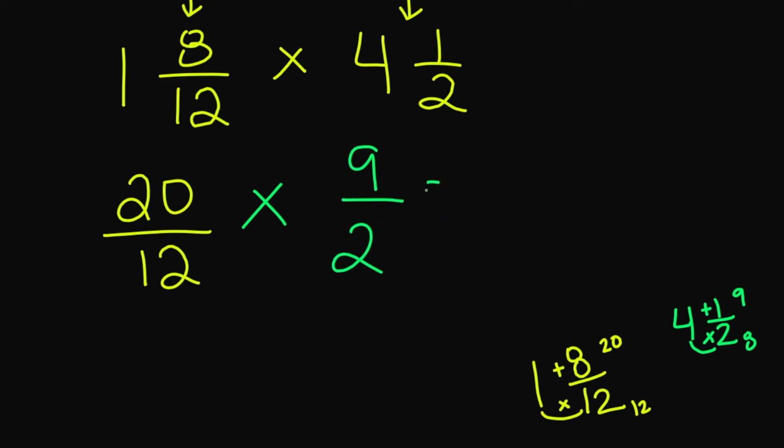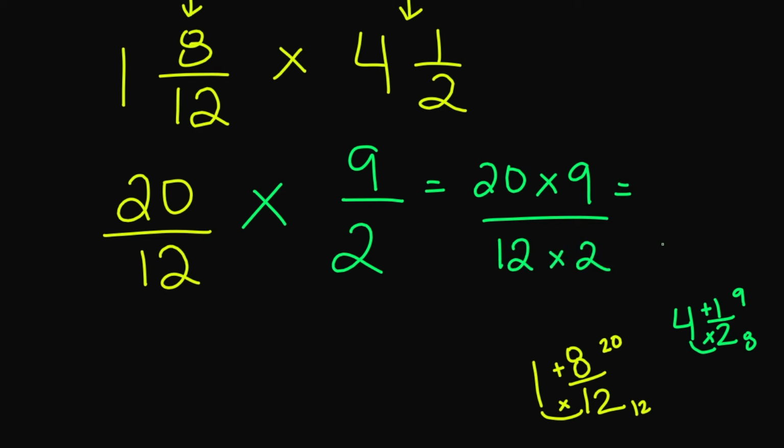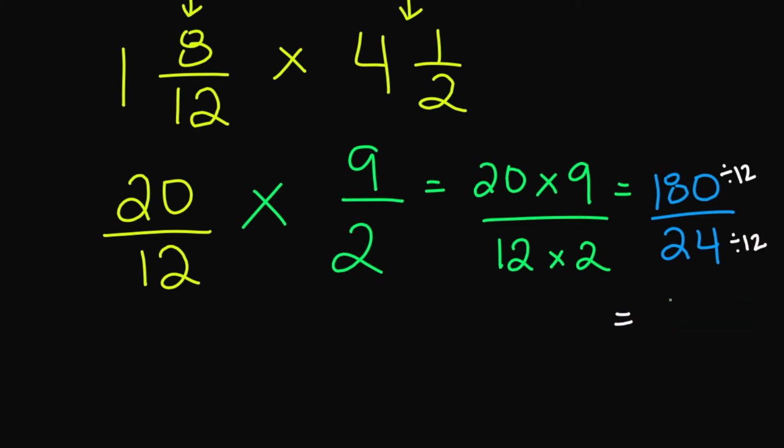Now let's go ahead and multiply across. So we have 20 times 9 over 12 times 2. 20 times 9 is going to equal 180. Over 12 times 2 is going to equal 24. I can simplify my 180 over 24 because 12 goes into 180 and 12 goes into 24. 12 goes into 180 15 times, and then 12 goes into 24 2 times.